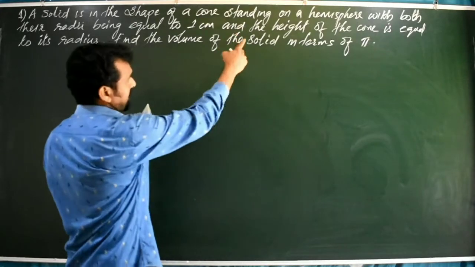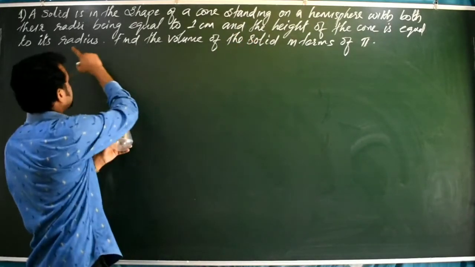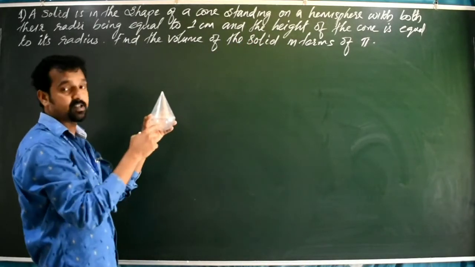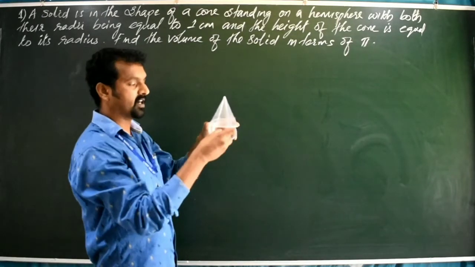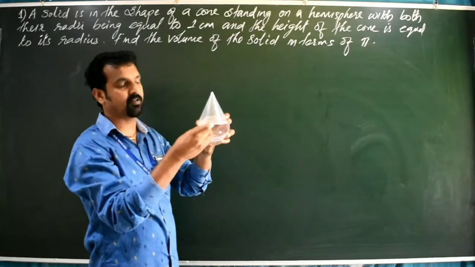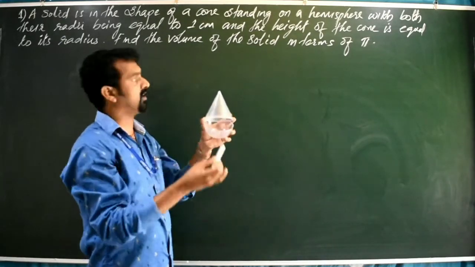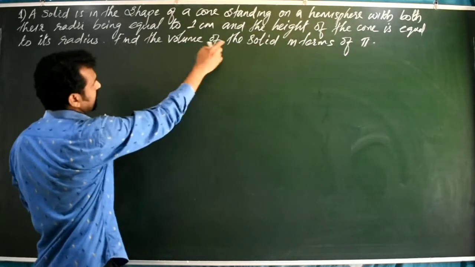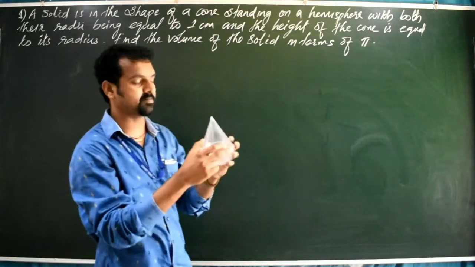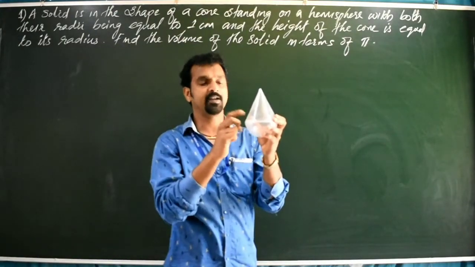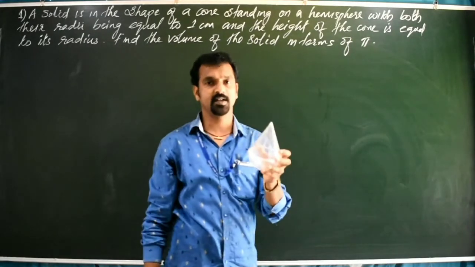And the height of the cone is equal to its radius. That is, the straight height and the radius of this cone are equal. Then find the volume of the solid in terms of pi. In terms of pi, we have to find the volume of this solid.